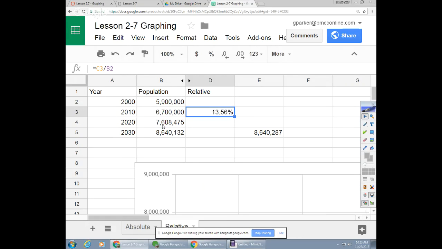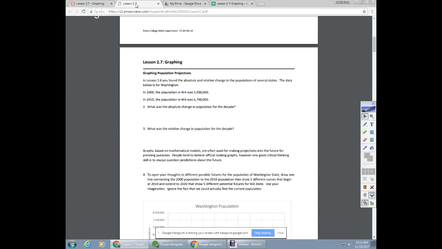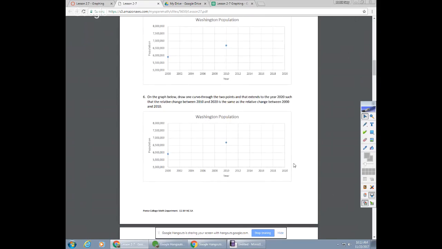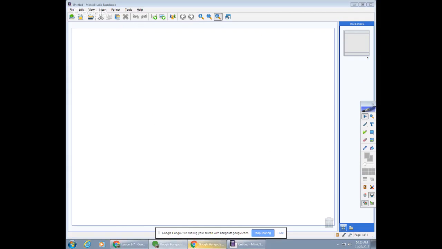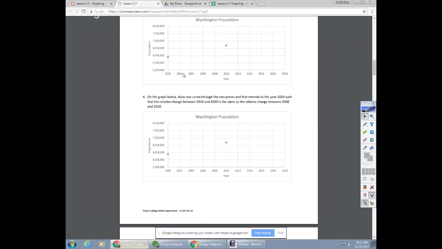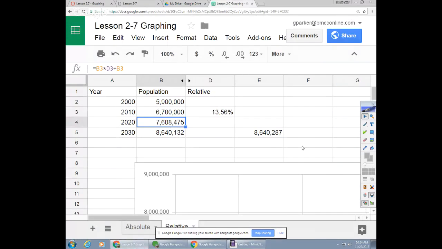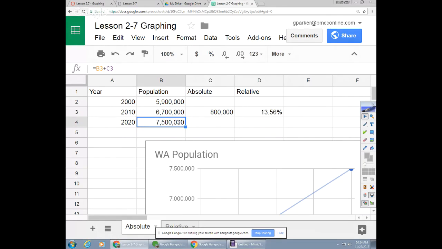So what we need to do is, on number 6, we need to plot that point we just calculated for 2020. And so if you haven't already done that, let's get that done now. We calculated in 2020 a population of 7,608,475. So 7.6 million. So estimate where that is on there. And just a note, the previous graph we did in absolute, and that came out to 7,500,000. So the absolute change bumped us up a little bit more 10 years later.